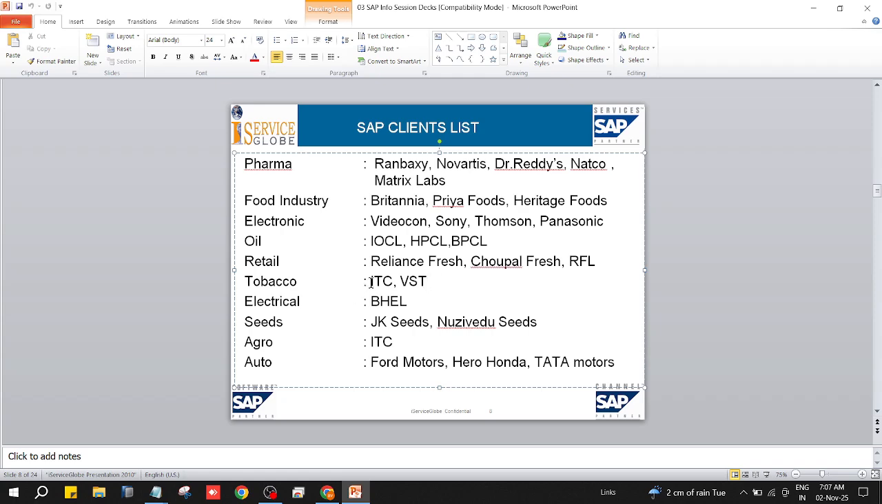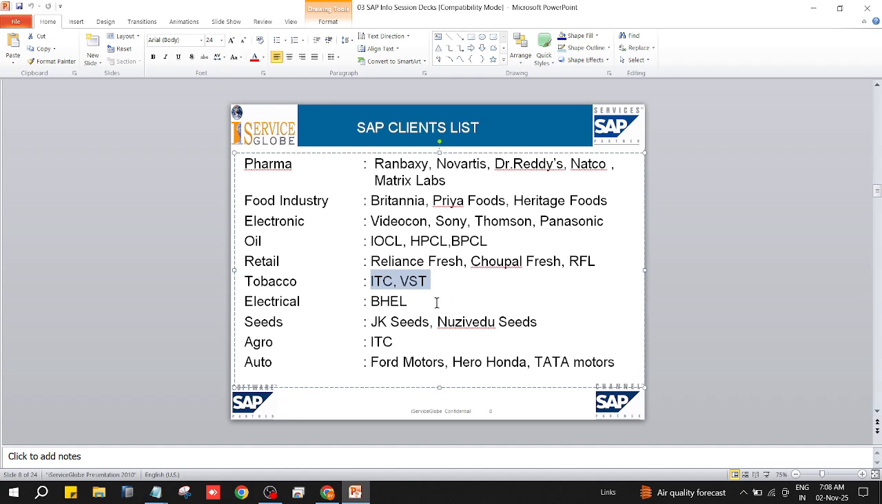If you consider tobacco, meaning cigarette manufacturing companies: ITC Tobacco, Indian Tobacco Company, Virginia Sultan Tobacco, VST, which is Hyderabad based. Like that, British American Tobacco, UK based, and one more, Altria Group, US based. So in this specific tobacco area also, almost all companies are into SAP.